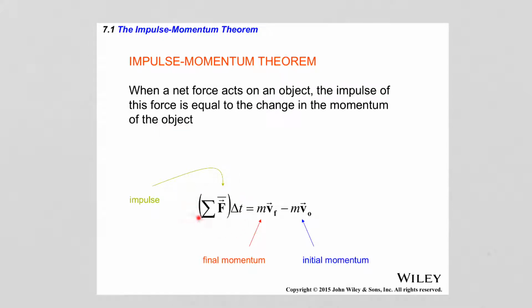So on the left side here we have the impulse of the average force F. And then on the right side we have the change in momentum, which is equal to the final momentum value minus the initial momentum value.